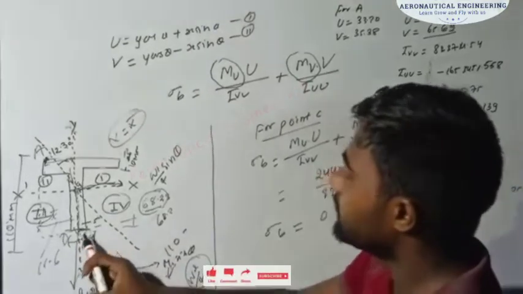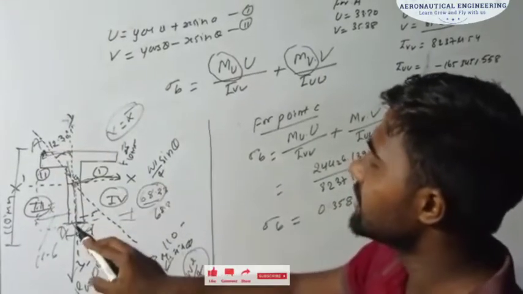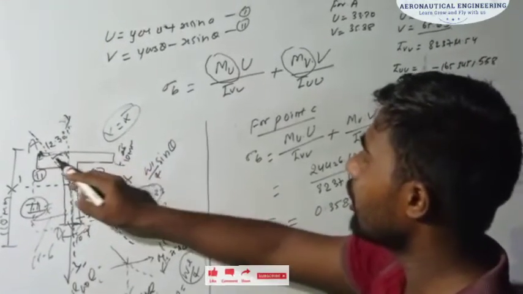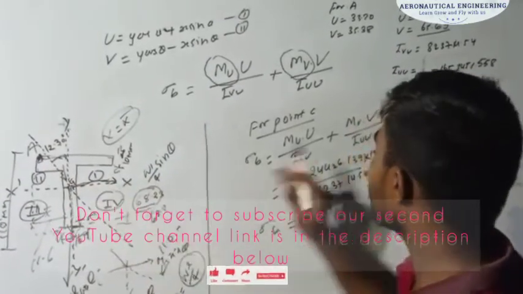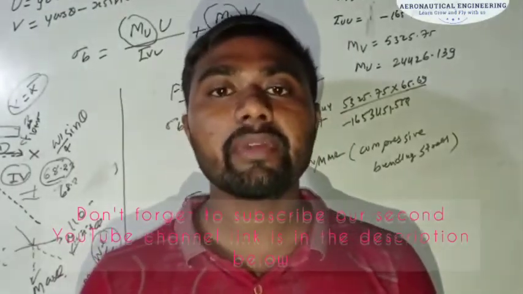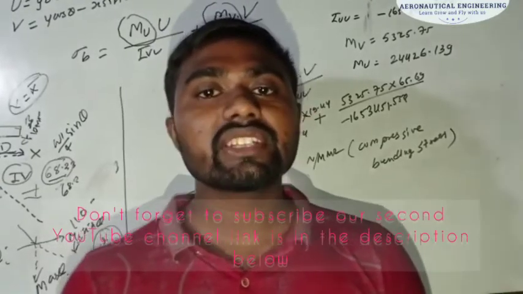So in this, I just found out the bending stress at point A and C. If you want to calculate the bending stress at all corners or all points like A, B, C, D, E, F, then you just calculate like this. That much, we have finished the topic on symmetrical bending under aircraft structure 2. So now today's session ends.